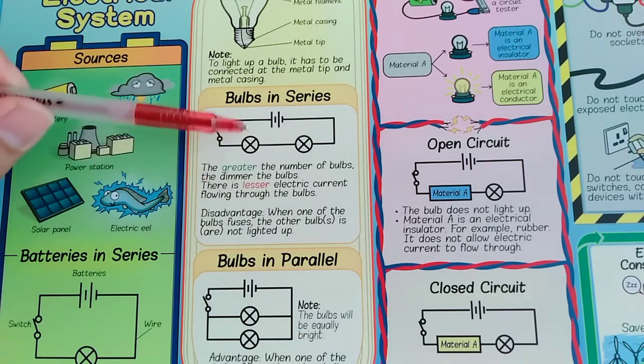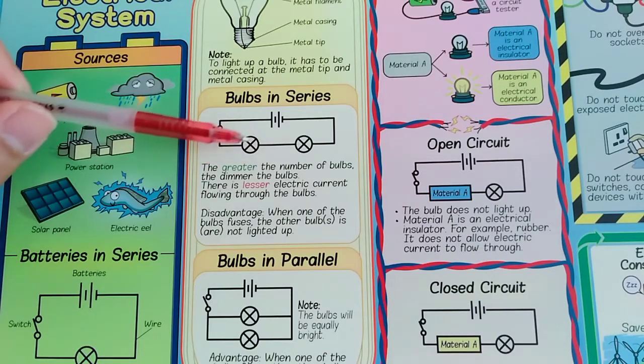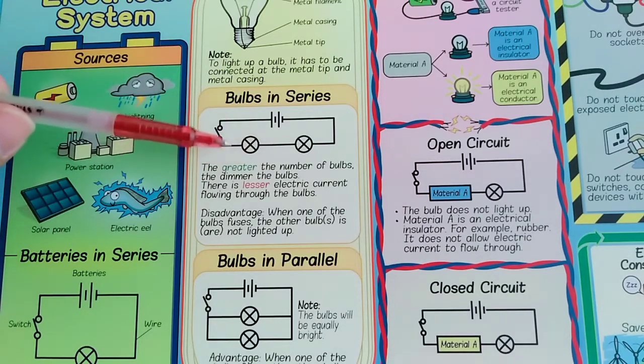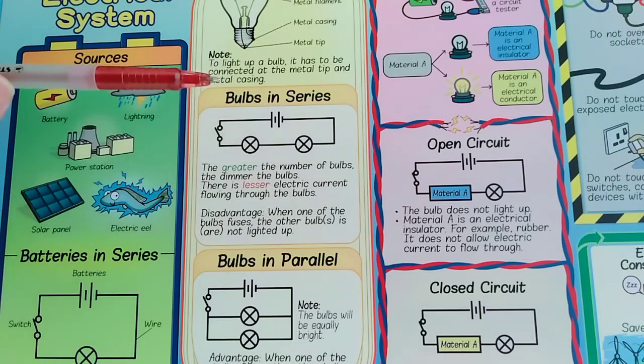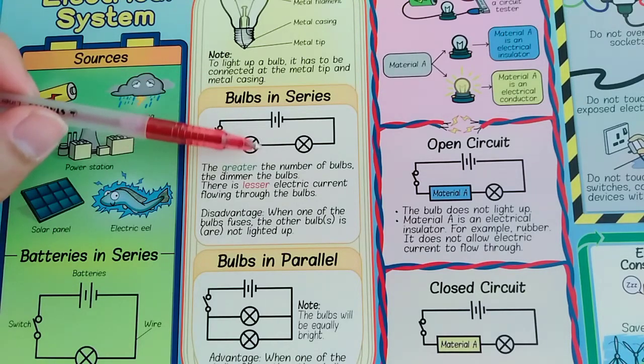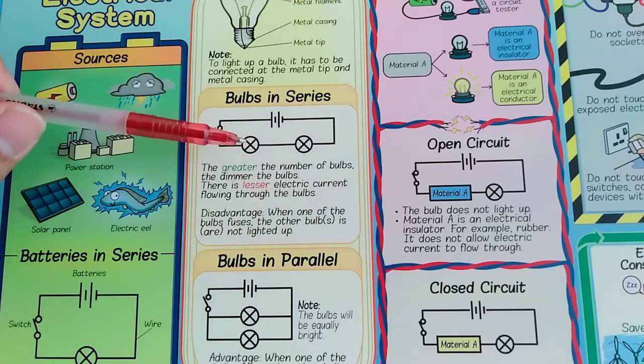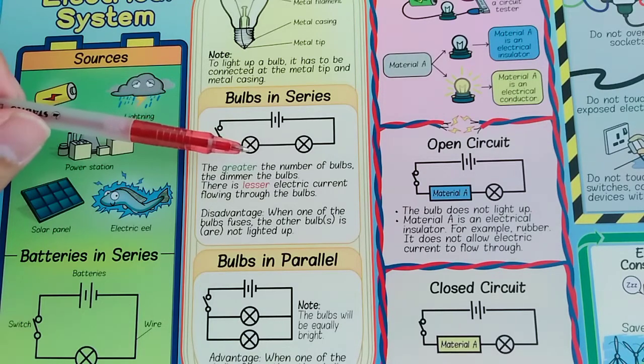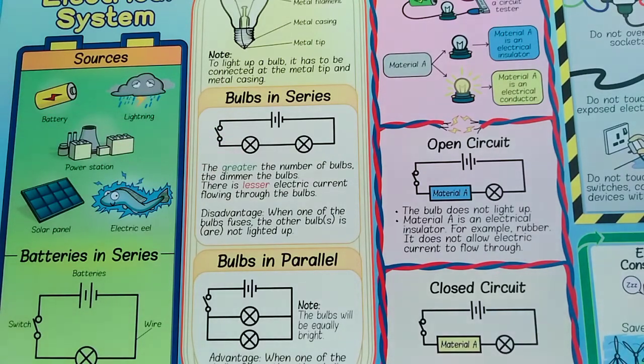What's the disadvantage? If just one of the bulbs is to be spoiled or fused, then the other one will also not light up. If this bulb, for example, fuses, what happens is that the circuit will now be an open circuit, and then current cannot flow through it. So for example, in an open circuit, the bulb does not light up.